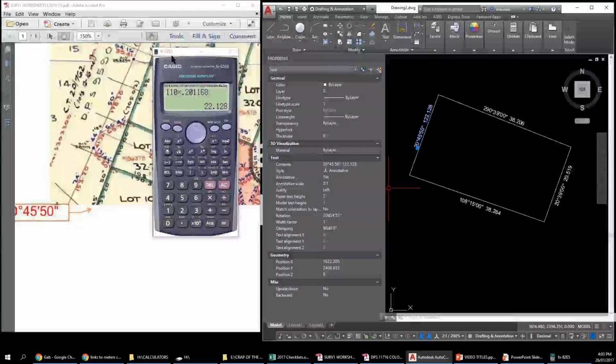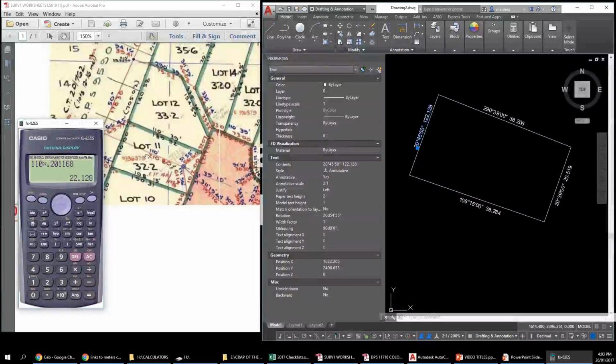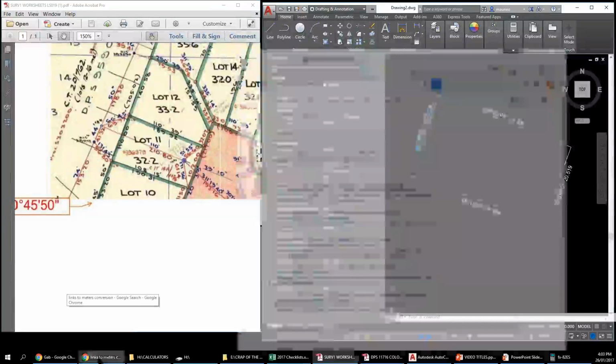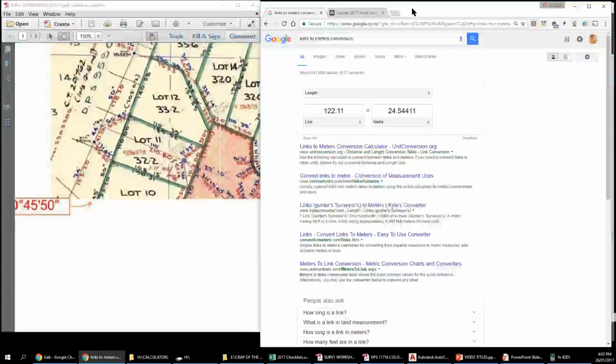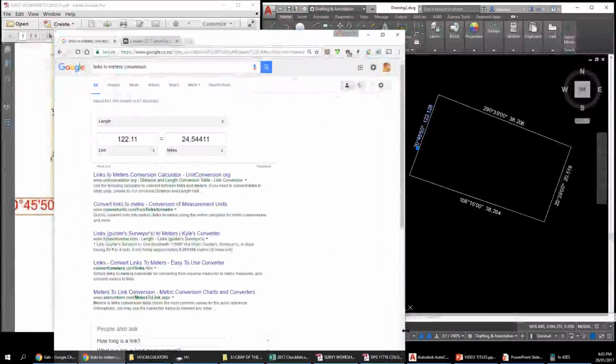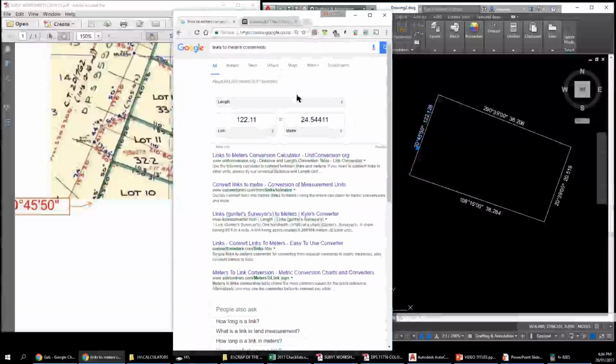Okay, so the area is in perches. Right, now there's many ways you can do this. You can look up the conversion factor, but just before we do that, I just want to go up to here. I wonder if I can get that a little bit smaller. So this is just Google. Type in links to meters conversion. So let's see, and it'll give you a little conversion thing there, and you can just go 110.